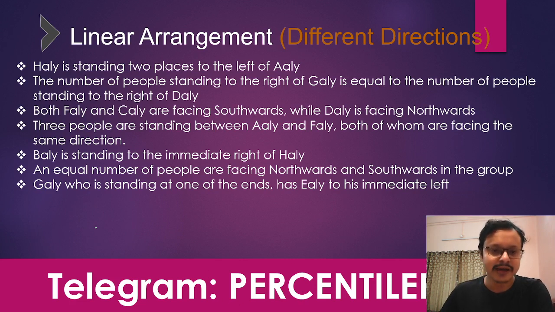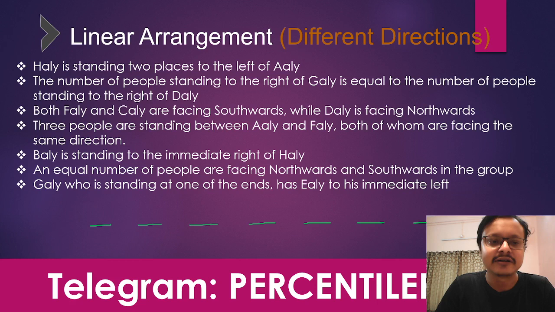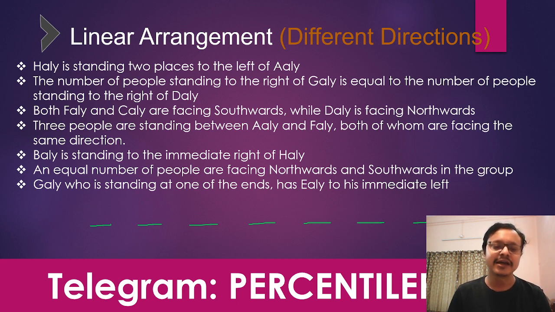There are 8 people, so we put 8 blanks as follows: 1, 2, 3, 4, 5, 6, 7, 8. So there are 8 blanks in sequence. Obviously, the most important thing is at least fixing some people's positions in place. Now, what are the clues you have on exact positions? It says Galley is standing at one of the ends. So at one of the ends, you have Galley, but we do not know which end Galley is at.